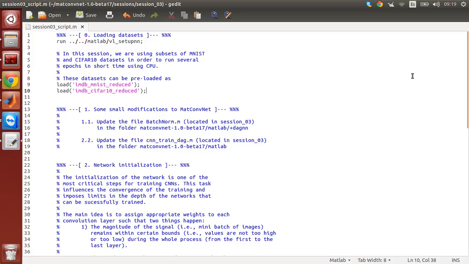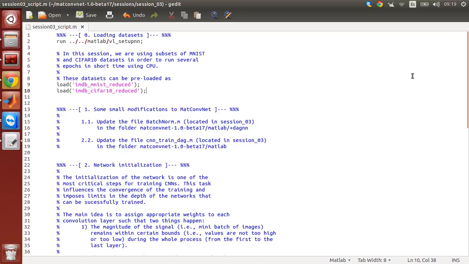this time we're going to use a reduced version of this dataset. So the same thing, but with fewer images, so we can run more epochs in less time and see and compare different configurations, so to understand which things are working better. Okay, so we're assuming you already have downloaded the materials for session 3. That's quite important. In order to start, we need to do some modification to the MatConvNet code.